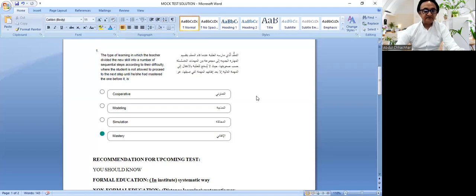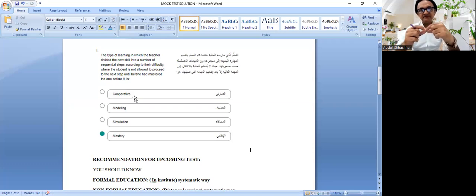So let's go for the learning models. I have selected one question. If you look at the type of learning in which the teacher divides the new skills into a number of sequential steps according to their difficulty, where the student is not allowed to proceed to the next step until he or she has mastered the one before it. Now, see, I have directly selected the mastery level, because mastery level is the process.